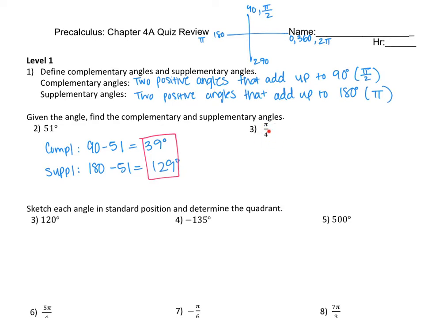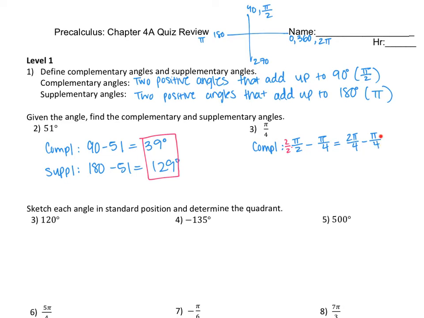Now for a radian angle, you're going to have to use the radian values. For complementary, you take 90 degrees, in this case pi over 2, and subtract the angle you're given, pi over 4. Treat these as fractions, because that's what they are. Two fractions with different denominators, so we have to force them to be the same in order to subtract. This 2 can be a 4 if I multiply the top and bottom by 2, so this becomes 2 pi over 4 minus pi over 4.